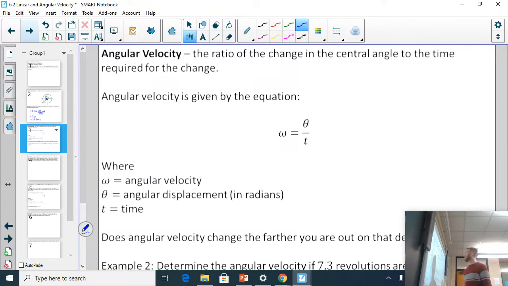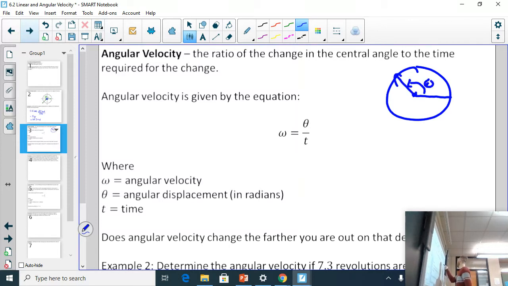Angular velocity is the ratio of the change of the central angle to the time required for the change. What that's really saying is just how fast is that angle changing. Let me draw a circle first. If we move from here to here, and we have this angle theta, it's saying how fast did we move that angle. So angular velocity is given by the equation.